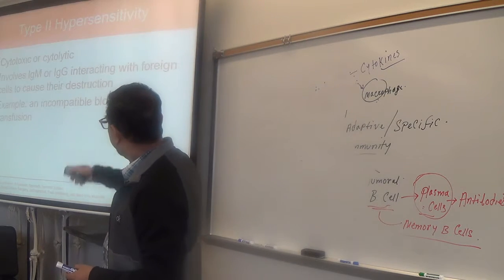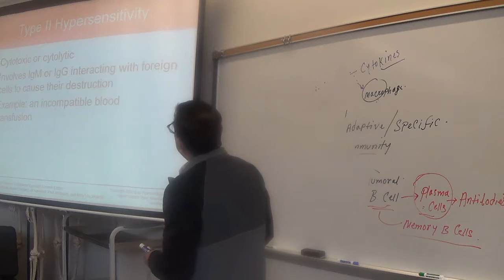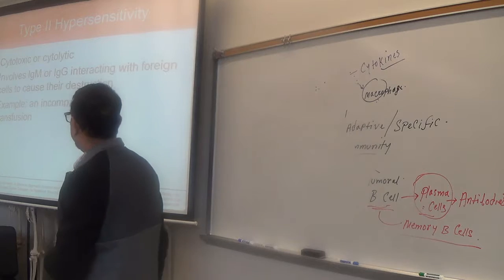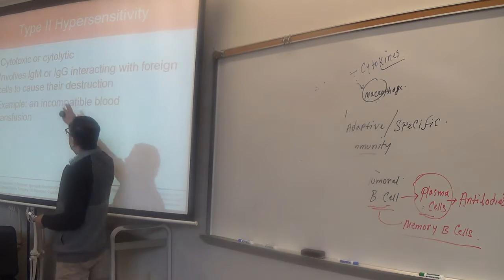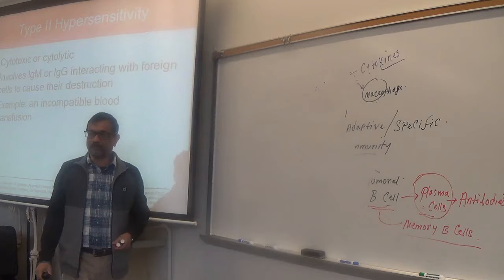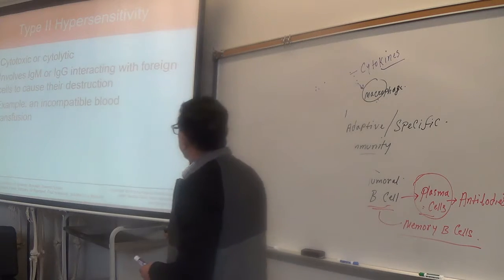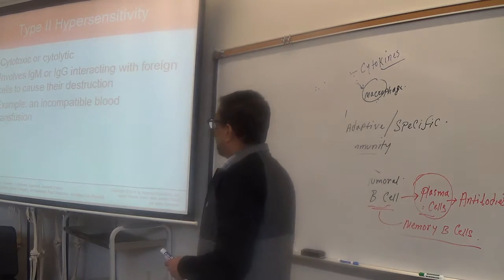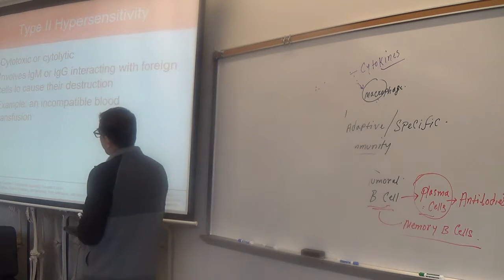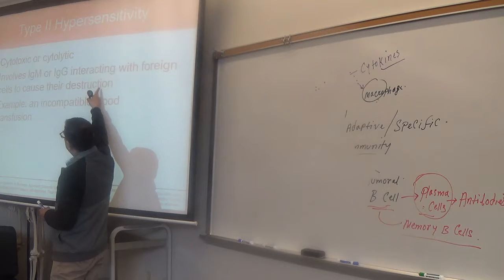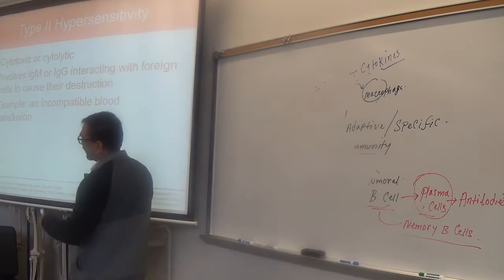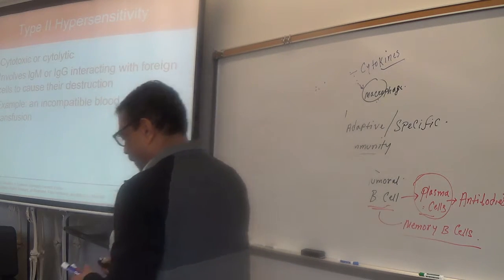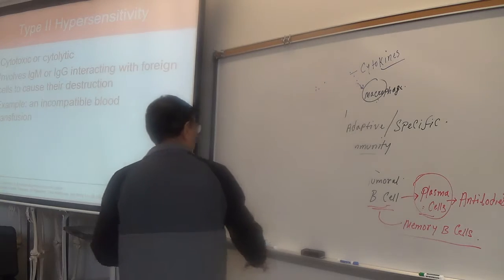It's the same thing here. Okay. Type 2 hypersensitivity occurs due to immunoglobulin M and G. And immunoglobulin M and G directly get attached to the cells and cause the destruction of the healthy cells of your body.